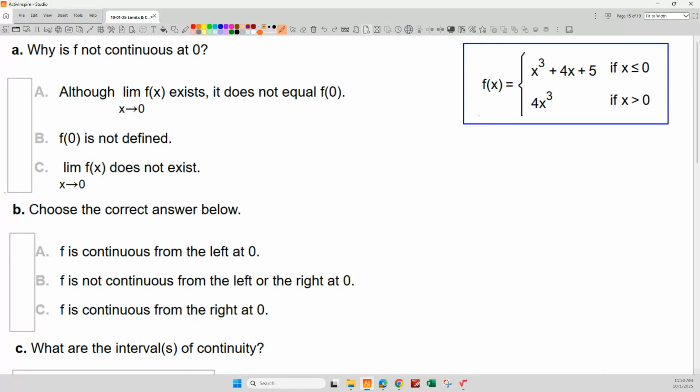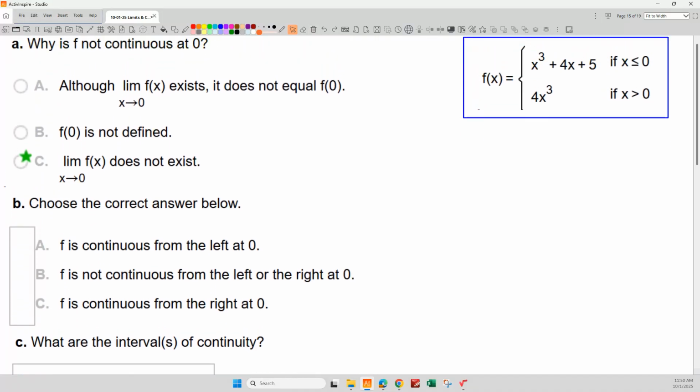Gotta be C, right? The limit doesn't exist. Right, the limit doesn't exist. The one-sided limits don't agree, so the limit doesn't exist. Okay, which of those statements would be true?